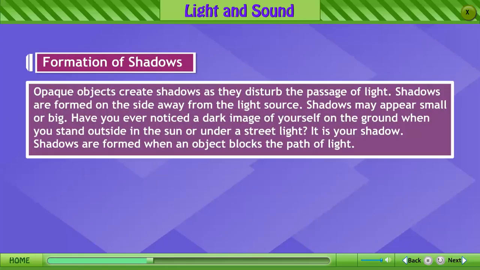Formation of shadows. Opaque objects create shadows as they disturb the passing of light. Shadows are formed on the side away from the light source. Shadows may appear small or big.